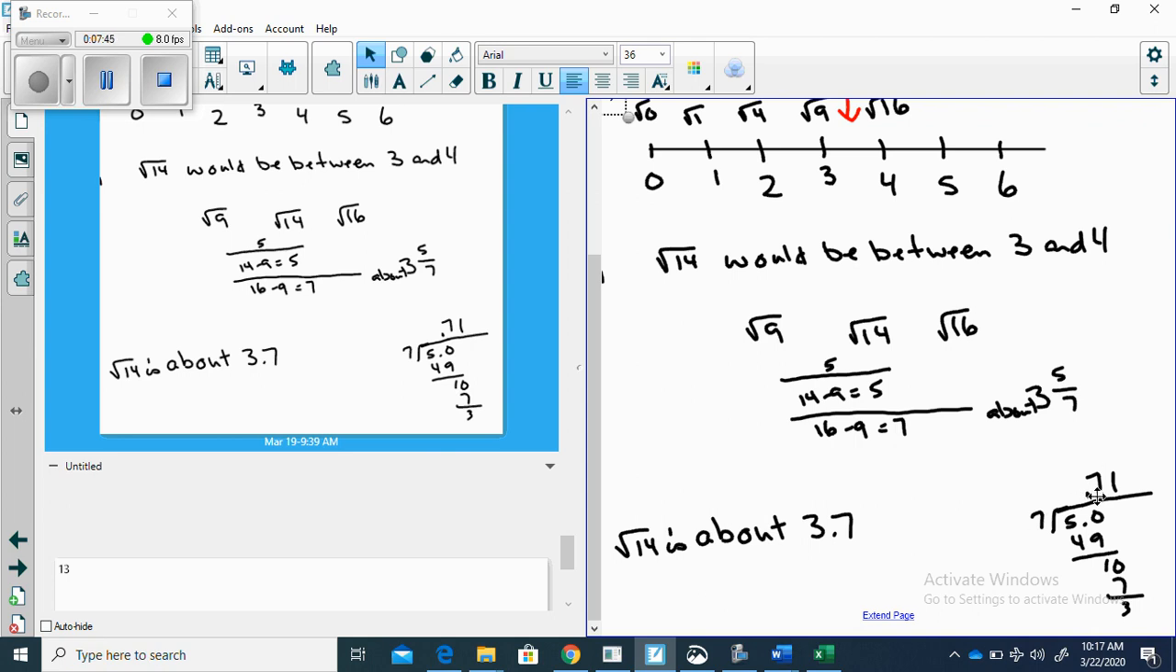I would round this, leave this 7 where it is. 4 or less, let it rest. 5 or more, raise the score. So 1 is less than 5. It's 4 or less, so we let 7 stay as it is. The square root of 14 then is about 3.7 because 0.7 is approximately equal to 5 divided by 7, this fraction.